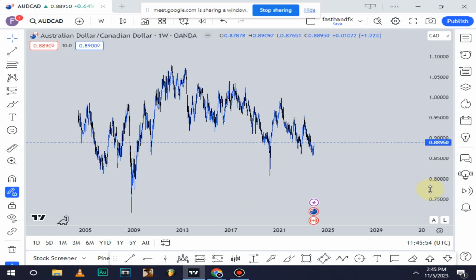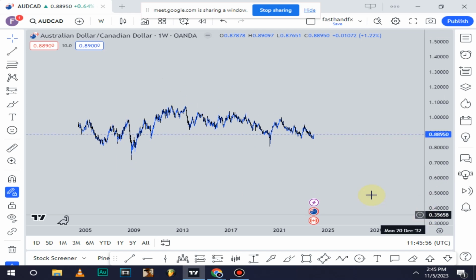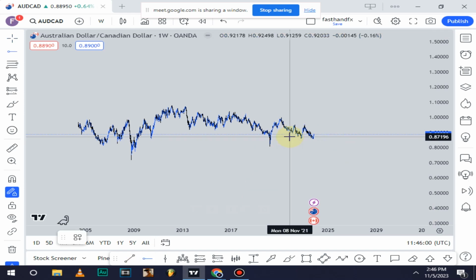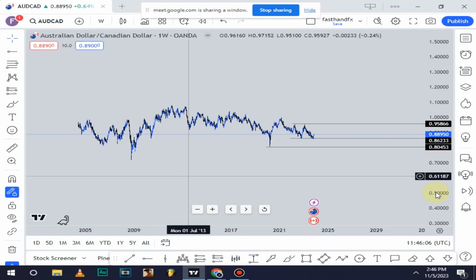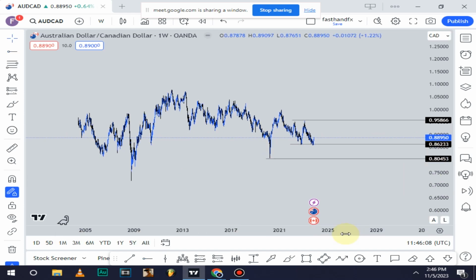Alright, okay, so this is it. The market. What is the market doing? This is a low right here. We have a high right there, and of course, this is the last low. So what is this market trying to do?